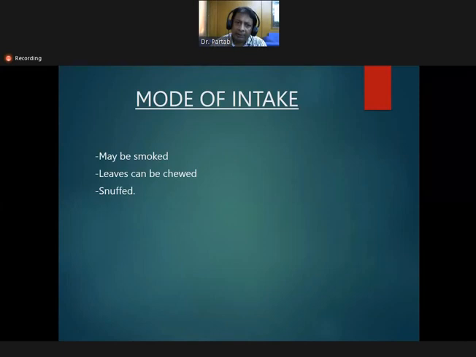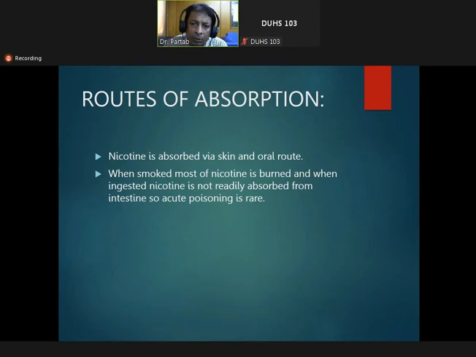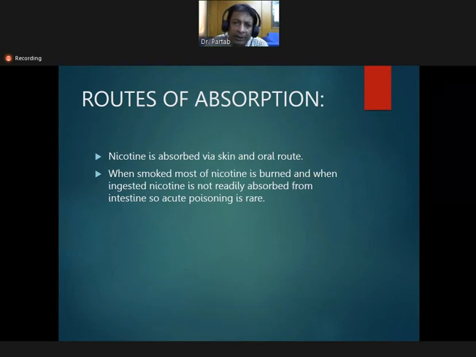Mode of intake: it may be smoked, and leaves can be chewed and snuffed. Routes of absorption: nicotine is absorbed by skin and oral routes. In smoke, most of the nicotine is burned, and when ingested, nicotine is not readily absorbed from the intestine, so acute poisoning is rare. It causes chronic poisoning when taken for a long time.